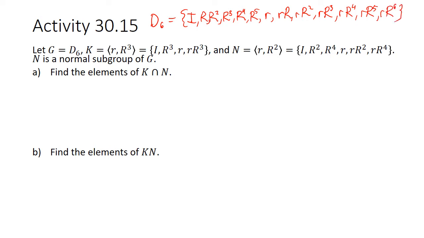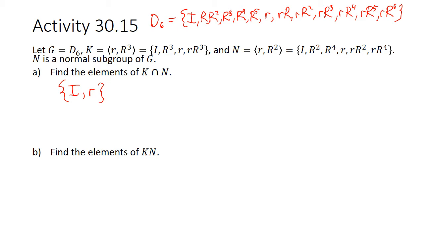Okay, so part A, let us find the elements of the intersection of K and N. This is pretty easy, it's just the elements that are in both of them. So let's see what is in both of these. Looks like they both have the identity, and they both have little r, and I believe those are the only things they both have.